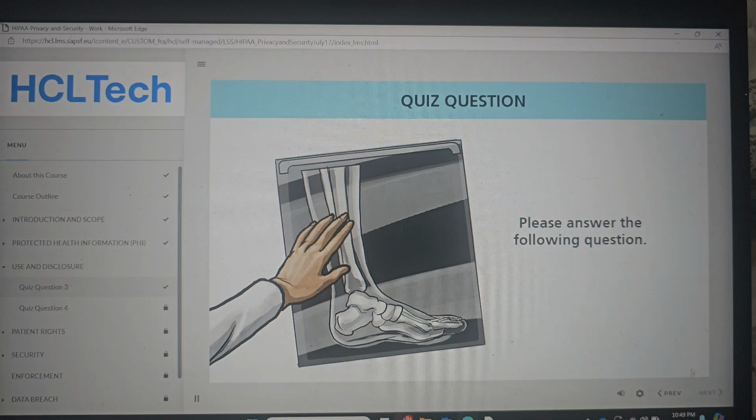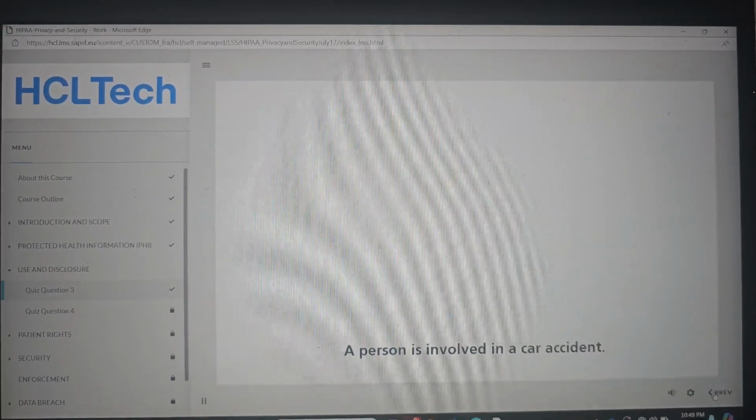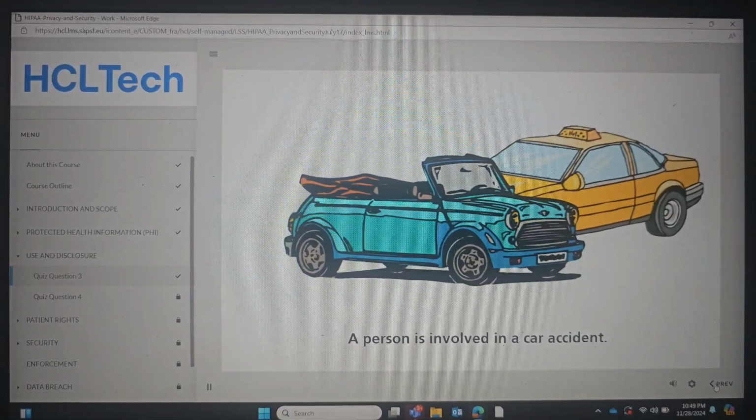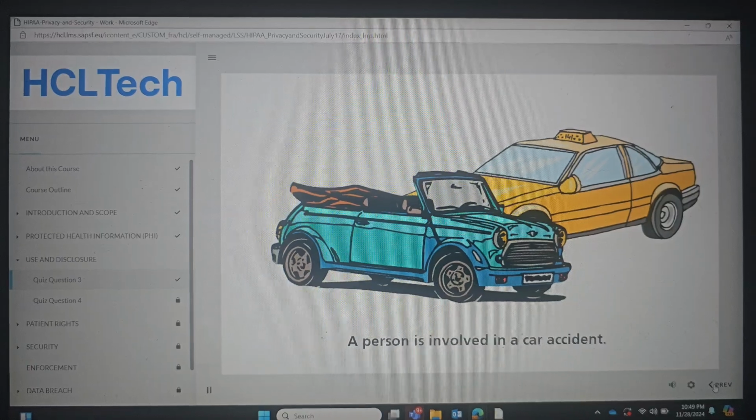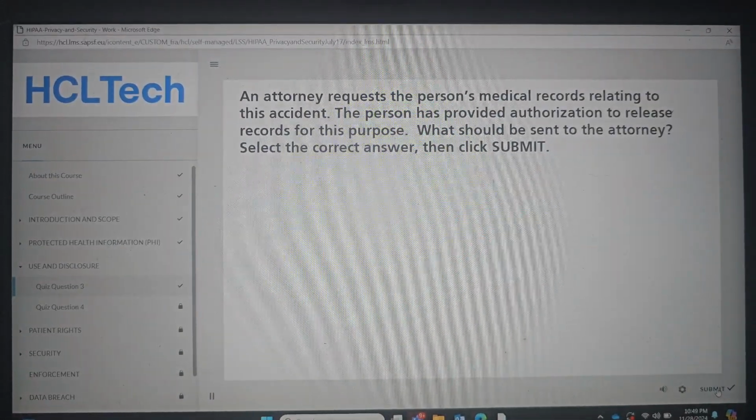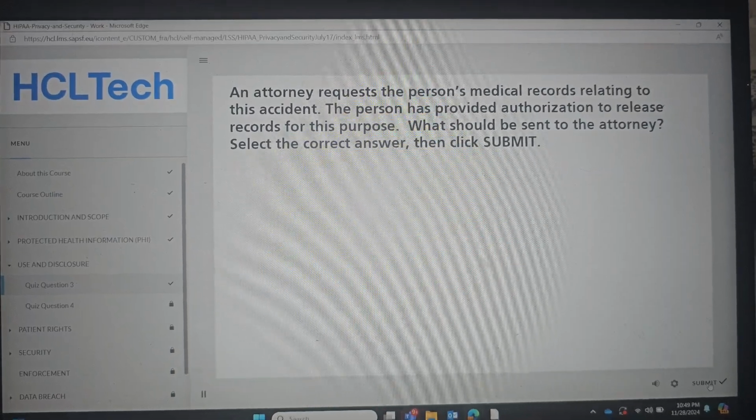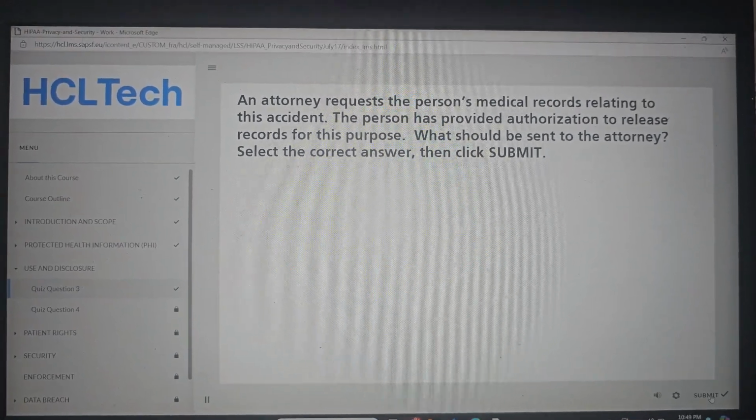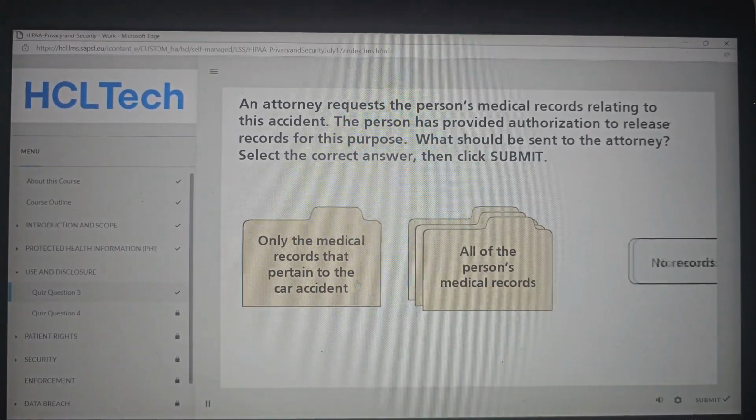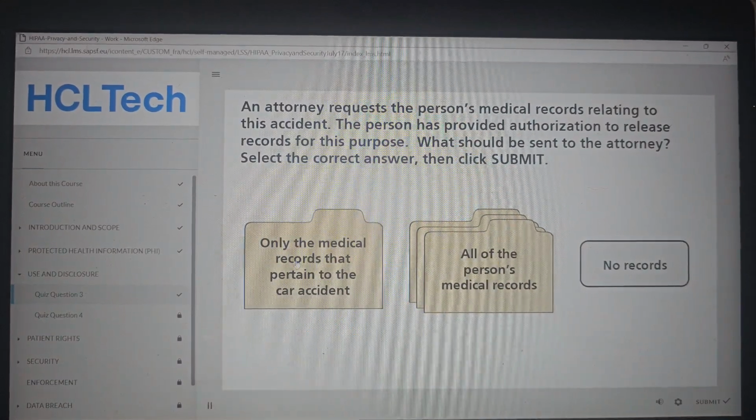Please answer the following question. A person is involved in a car accident. An attorney requests the person's medical records relating to this accident. The person has provided authorization to release records for this purpose. What should be sent to the attorney? Select the correct answer, then click Submit.